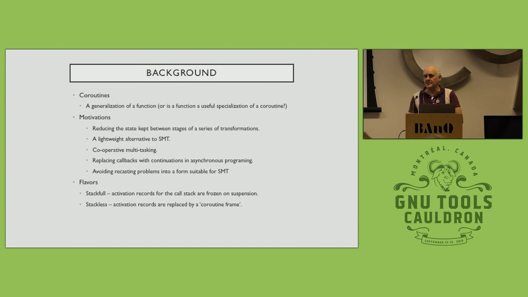There are two principal flavors of a coroutine. If you imagine that the purpose of this is that you have a function which can be suspended and resumed, actually, you're all used to doing that. When you call a subroutine from within a function, you're effectively suspending your current one, and then you resume it when the subroutine returns. And the activation record for your function is on the stack.